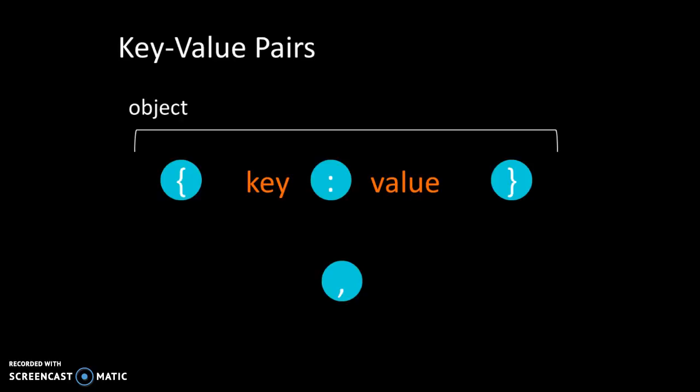Objects are JSON's dictionaries. The object is an unordered set of key-value pairs that follows a specific syntax. They are enclosed in curly braces. Keys and values are separated by a colon. Pairs are separated by commas. And keys and values can be any data type.